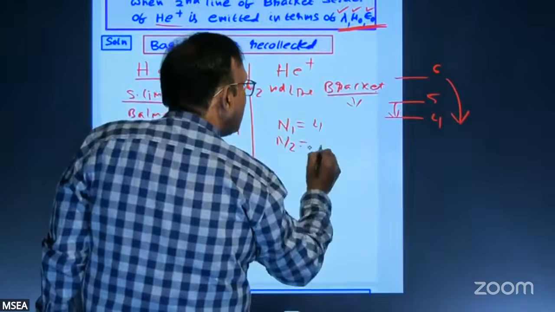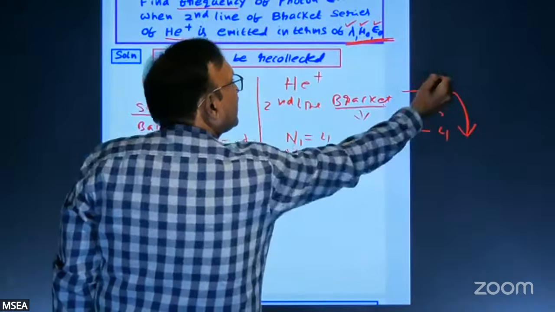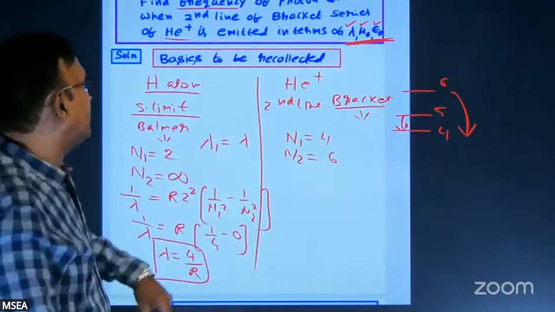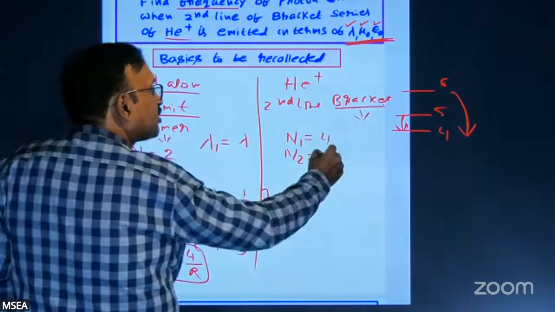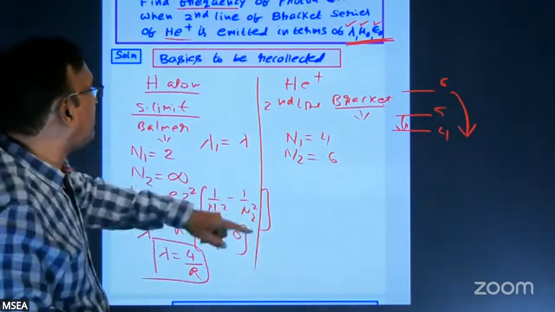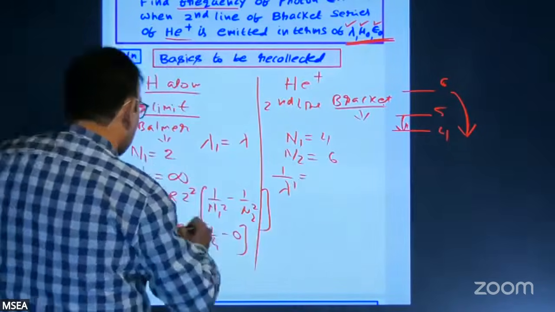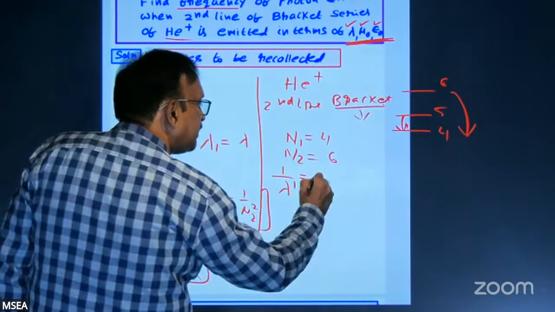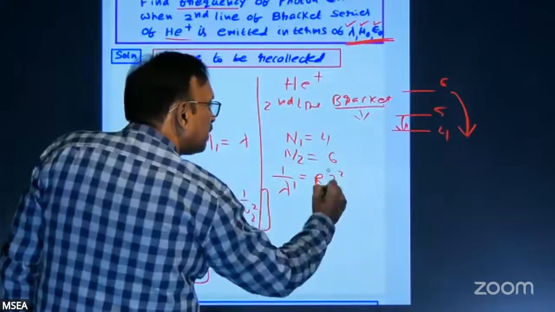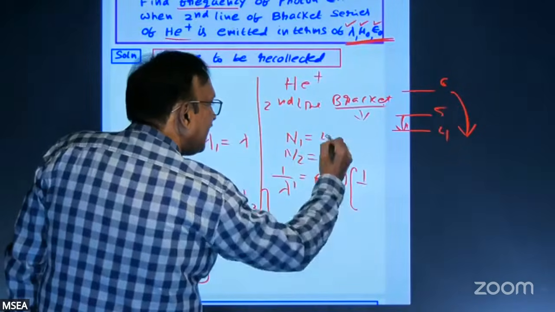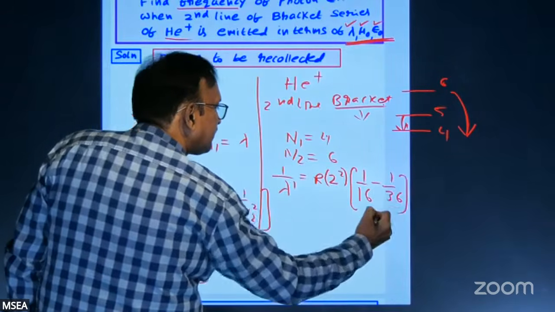So the higher orbit number comes out to be 6. This is the first line. This is the second line. Second line corresponds to the higher orbit number 6. The electron will be jumping from orbit number 6 to 4. Lower orbit number 4, higher orbit number 6. How to calculate the wavelength in this particular case? 1 by lambda dash, same formula you need to use, R z square. This is helium, so atomic number 2, R z square into 1 by n1 square, 1 by 16, minus 1 by n2 square, 1 by 36.